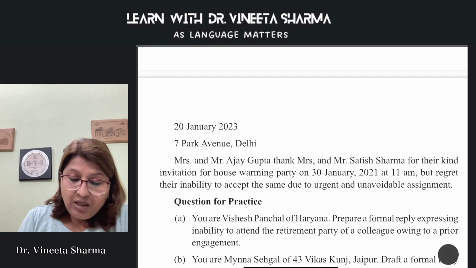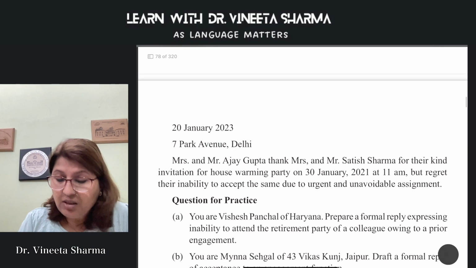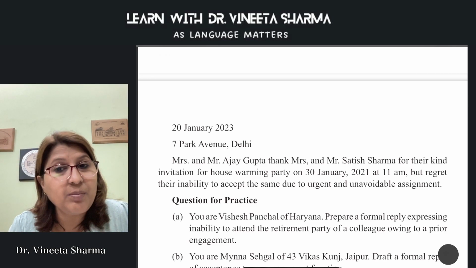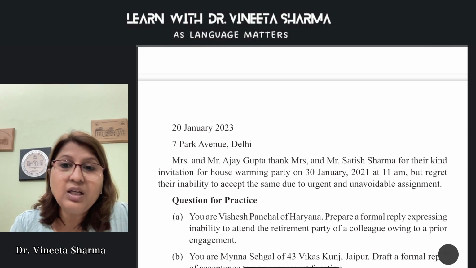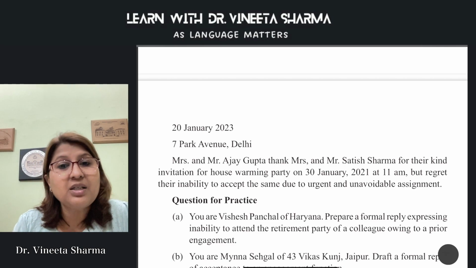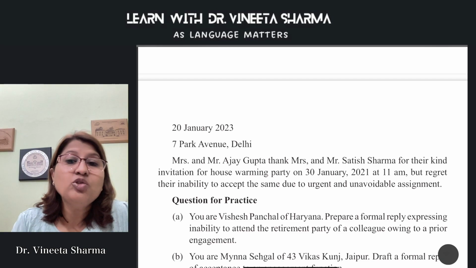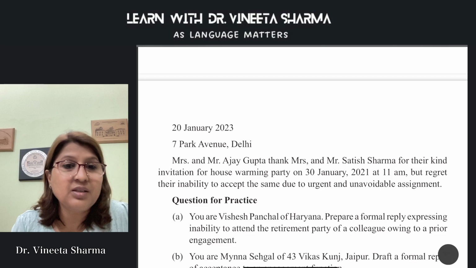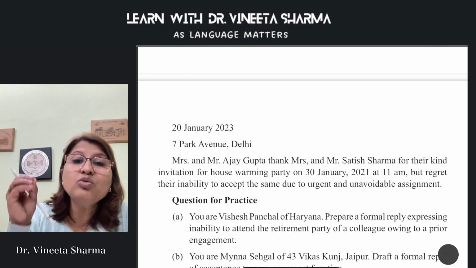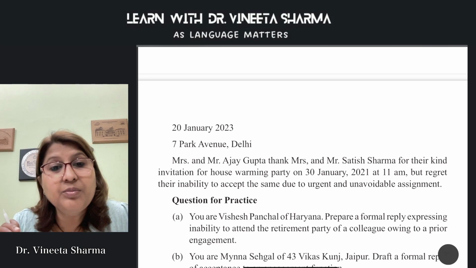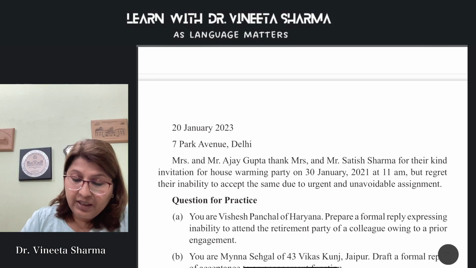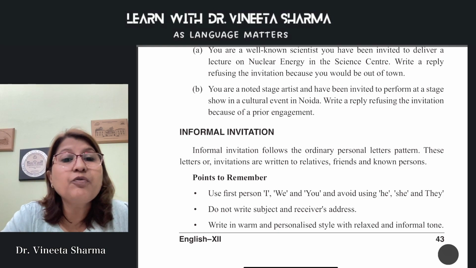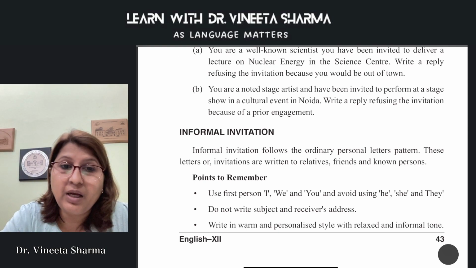In the next line you will write the address. And then you will say, Mrs. and Mr. Ajay Gupta thank Mrs. and Mr. Satish Sharma for their kind invitation for housewarming party on 30th January at 11 a.m. but regret their inability to accept the same due to urgent and unavoidable assignment. That's it. Okay, so you need to specify the reason of not attending the event. Now, what all we talked about till now was formal invitation and formal reply, correct?